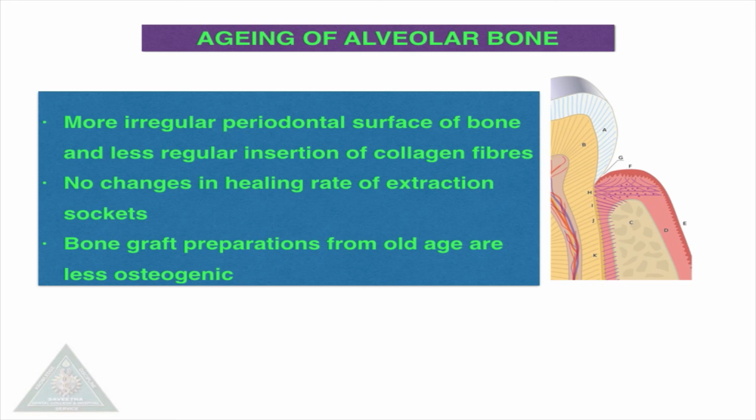Aging of alveolar bone. As age progresses, there is a more irregular periodontal surface of bone and less regular insertion of collagen fibrils, but no changes in healing rate of extraction sockets are noticed.